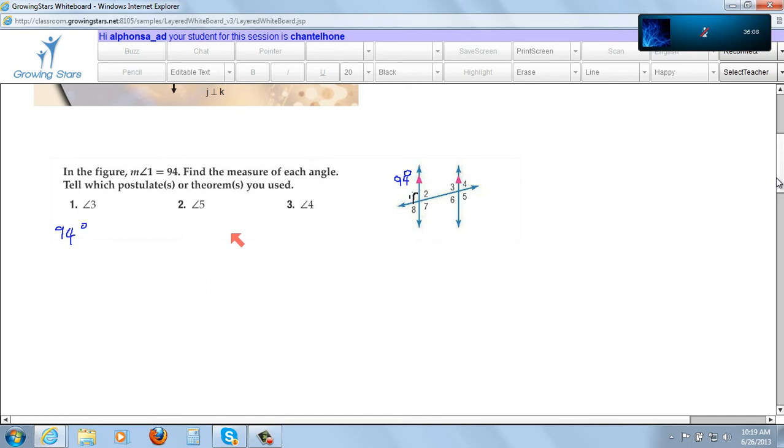According to which angles? Corresponding angles are congruent, right? So just write down corresponding angle postulate, because it is mentioned here. Tell which postulate: corresponding angle postulate, or corresponding angles are congruent.